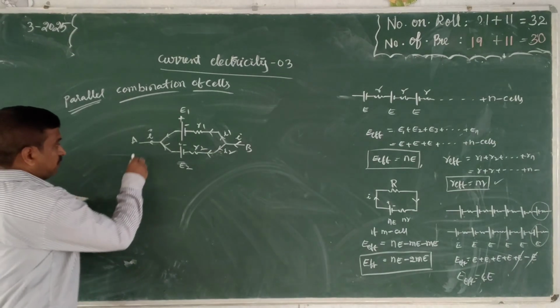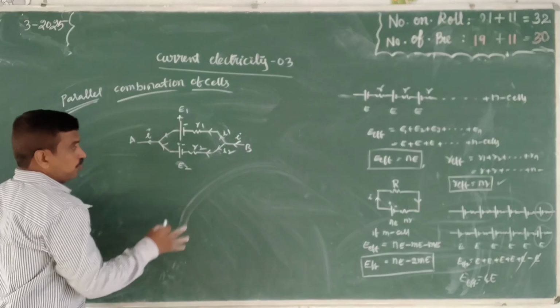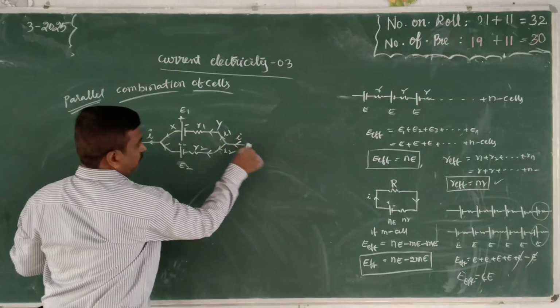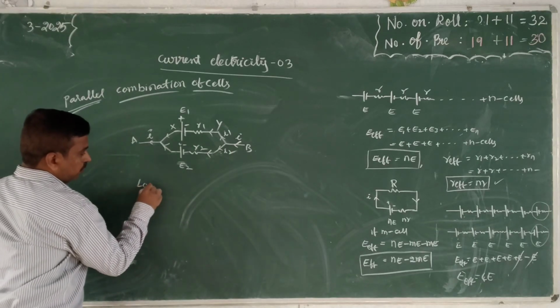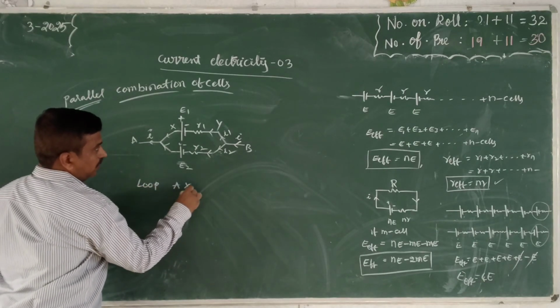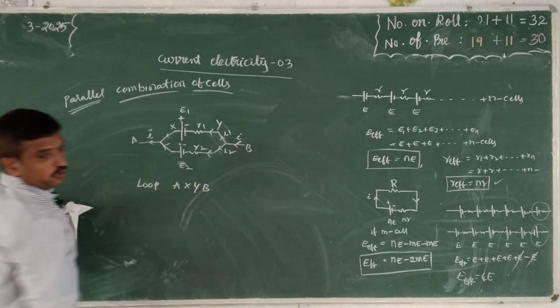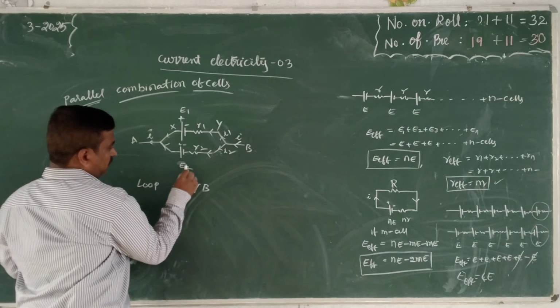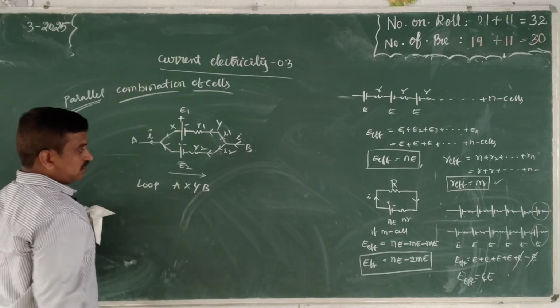See, for example, we can select one loop. That loop is here, A X Y B. I take this loop. What is the loop? A X Y B is the loop. So what is the loop direction now? This is the direction of the loop. Yes? See, I draw it here.